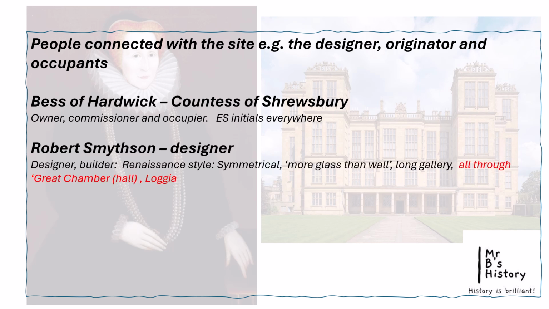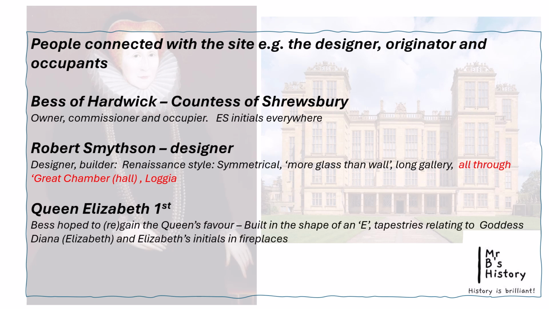Second one is Robert Smithson, designer. Notice Smithson's with a Y, not an I. He's designer and builder. He's responsible for the Renaissance style. It's symmetrical, more glass and wall. There's a long gallery, and then those things you may note on the screen now in red. There's an all-through great chamber which runs from front to back of the house. There is this loggia I've talked about, this walkway, where you can look out onto the outside but not get wet. And then, perhaps surprisingly, you have two more people.